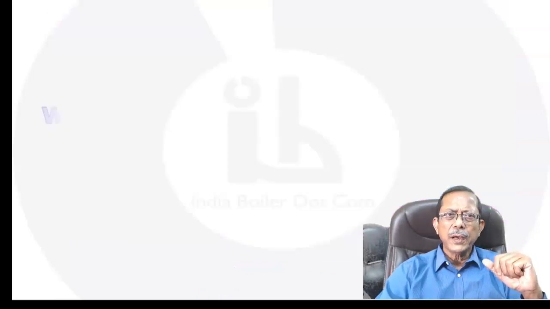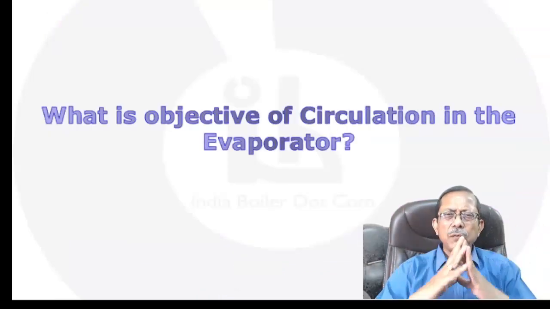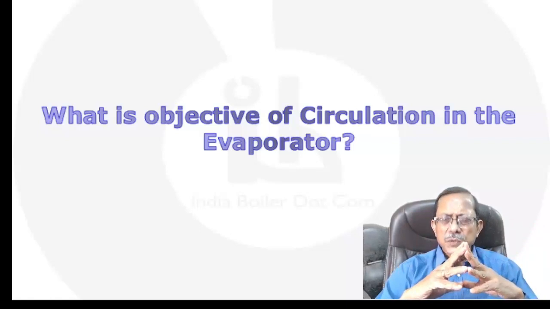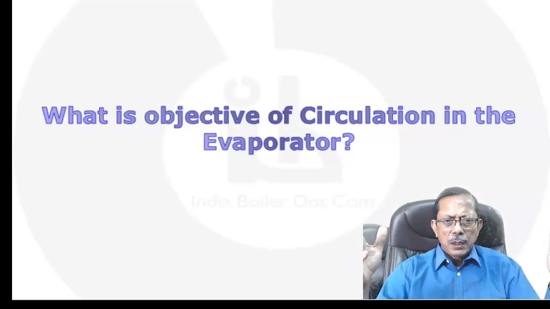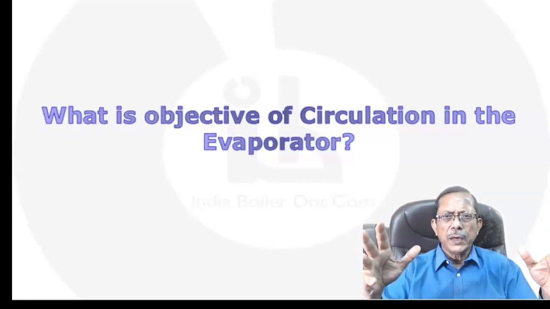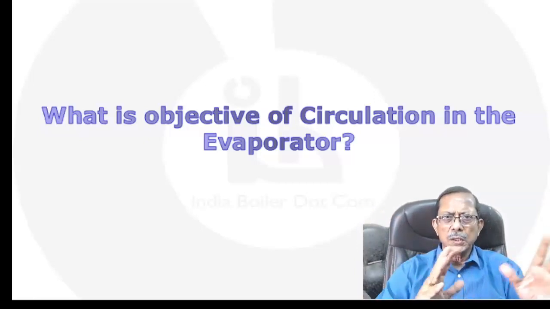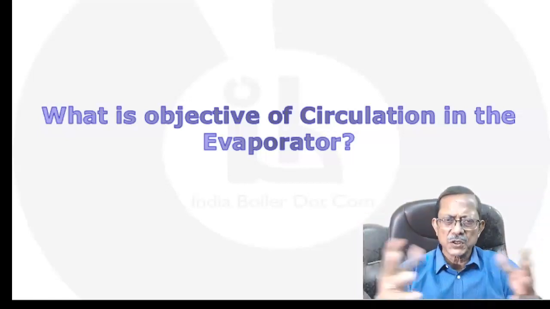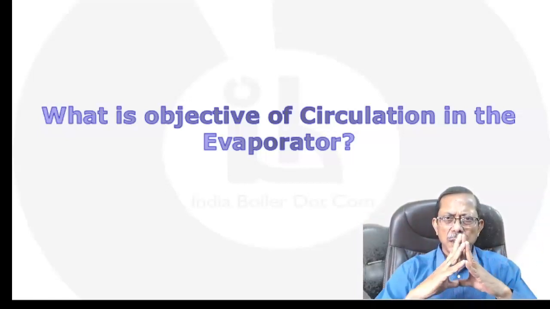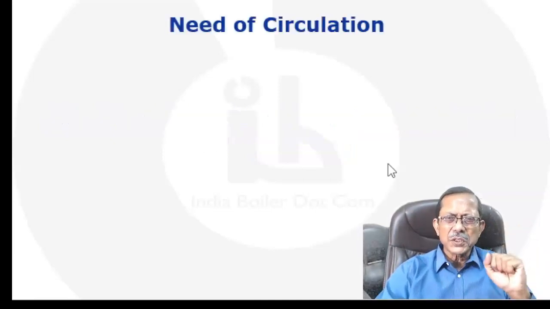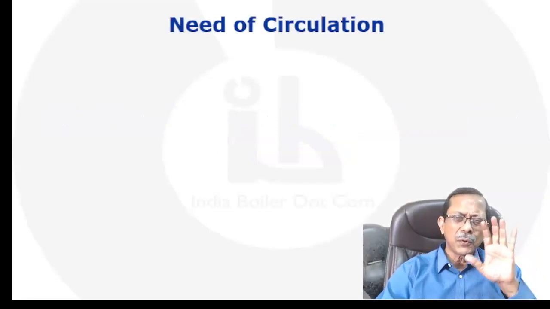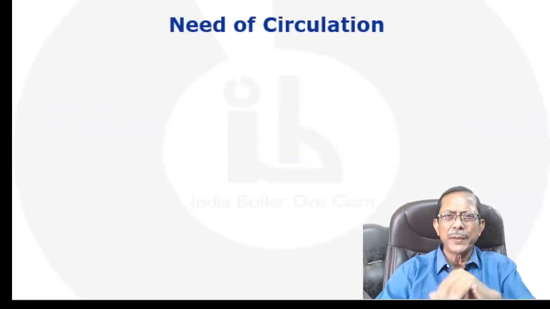Okay, so in this particular one, first we want to take a look at what is the objective of the circulation in the evaporator. We are talking about the subcritical system boiler, that is where the pressure is less than 225 bar, right? Now, the need of circulation, if I want to take a look, then I have to go to the evaporator and see what is happening there.